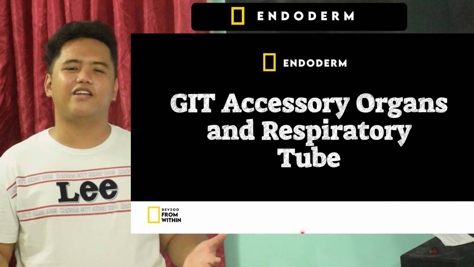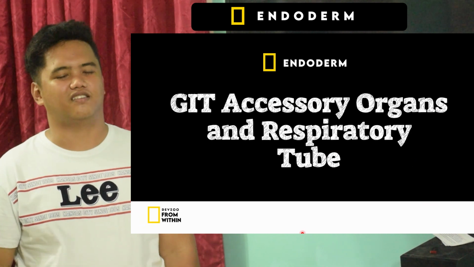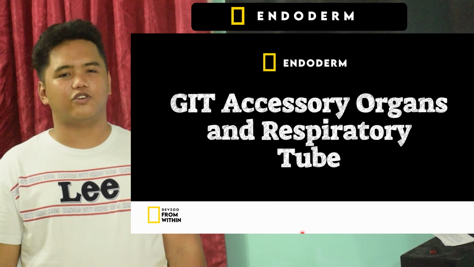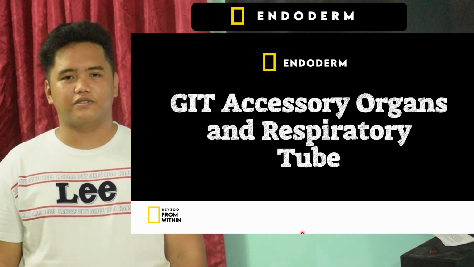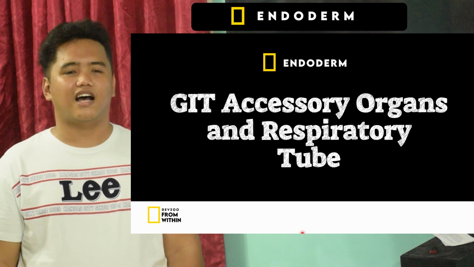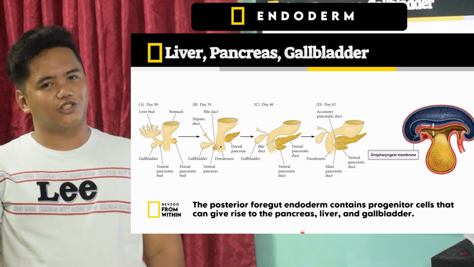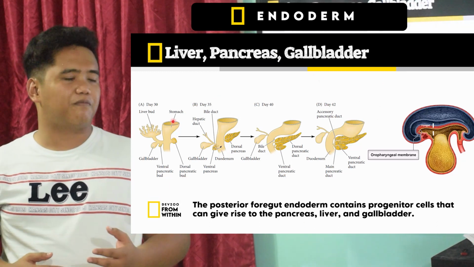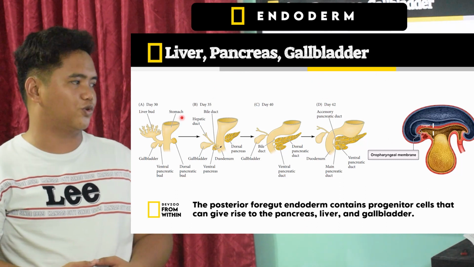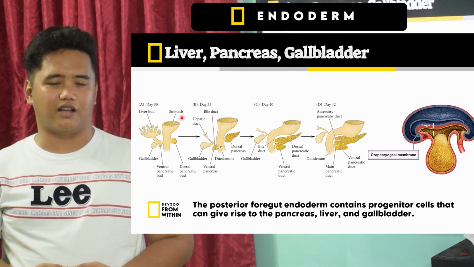Good morning, everyone. I am Royan Zinrisodin, and I will be discussing the three accessory organs of the gastrointestinal tract. So the endoderm forms the lining of the accessory organs of the GIT. The posterior foregut of our embryo contains progenitor cells that can give rise to pancreas, liver, and the gallbladder.